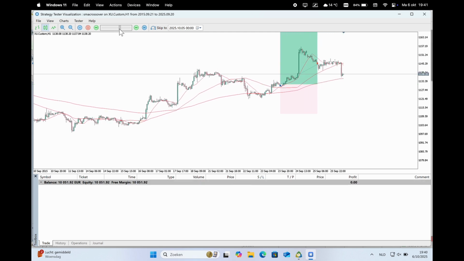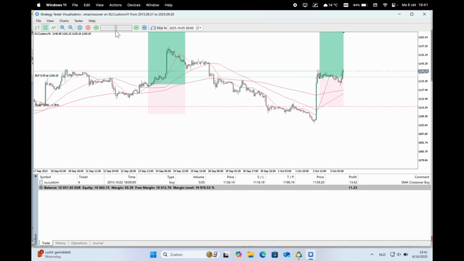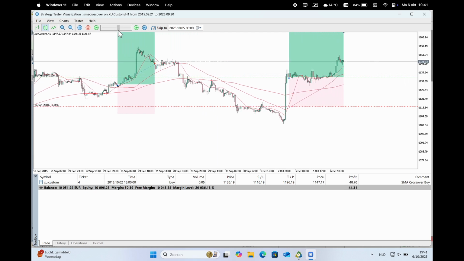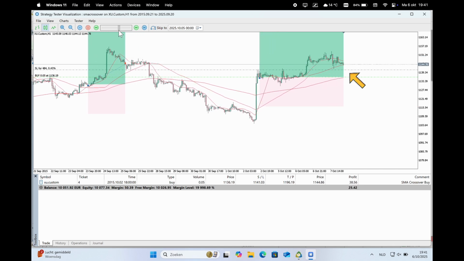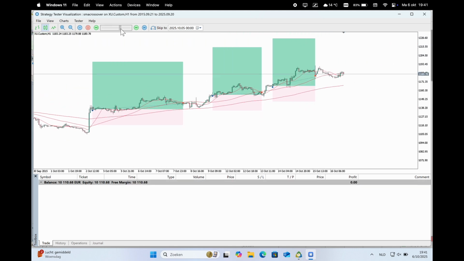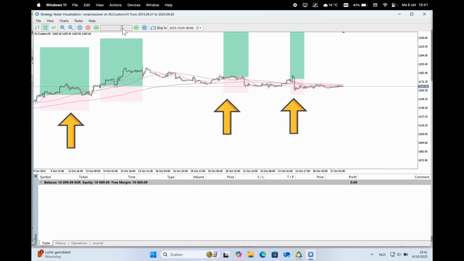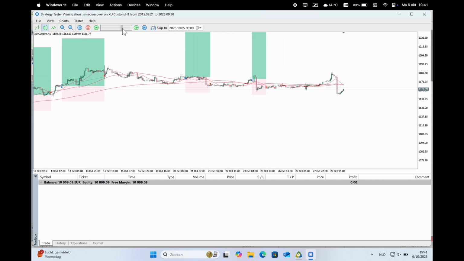Next trade, same setup. The SMA crosses bullish, a long trade opens, and once again, the trailing stop is triggered after reaching 1.3% profit. This trade closes shortly after. Of course, not every trade is a winner, and you'll see some examples of that too. But when the odds line up, the results can be very strong.